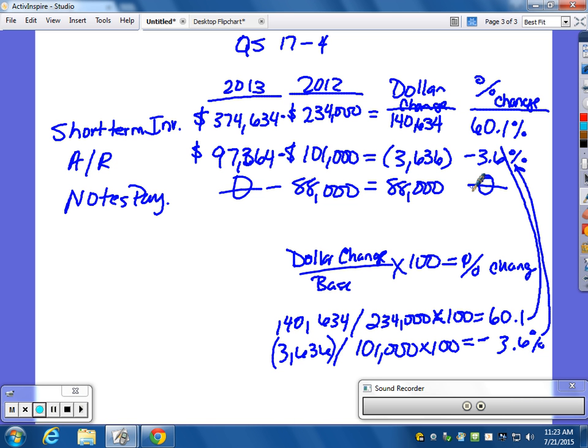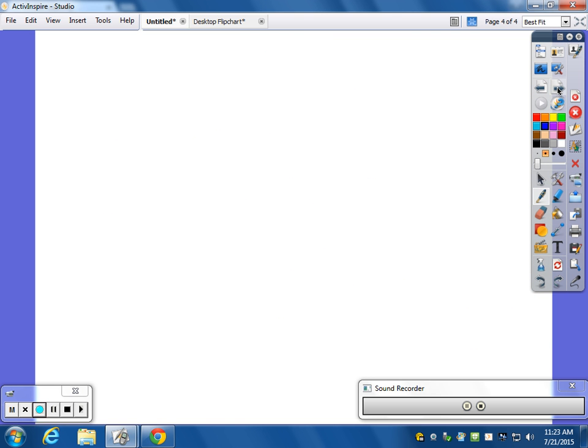Exercise 17-3. Compute trend percents for the following accounts using 2011 as the base year. Round the percents to whole numbers. State whether the situation as revealed by the trends appears to be favorable or unfavorable for each account. So the way that we find the trend percent is by doing what? The analysis divided by the base.